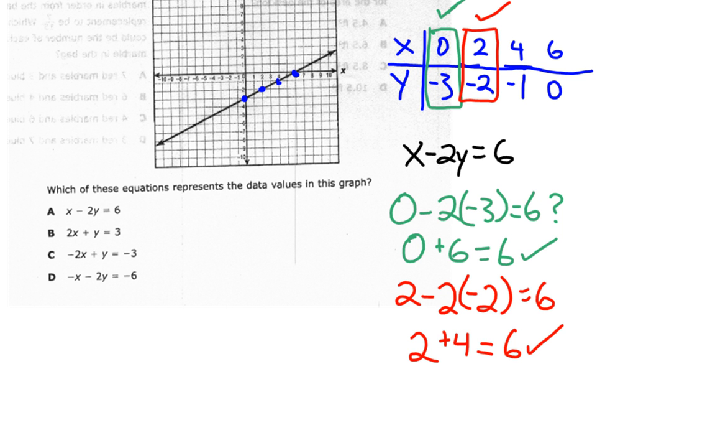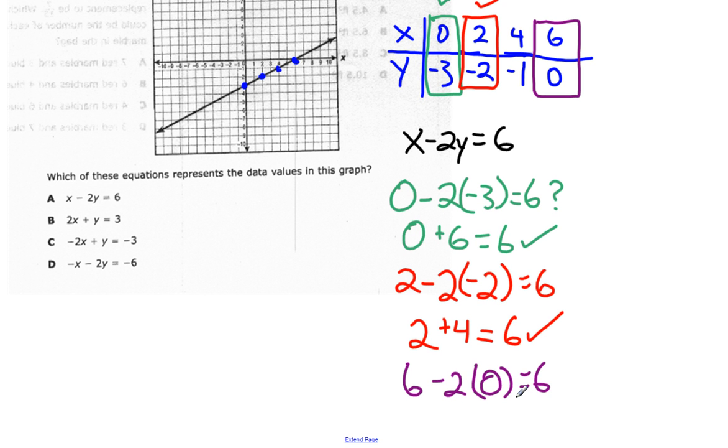And let's try one more. Let's try this last one. So we have 6 minus 2 times Y, which is 0. And does that equal 6? Well, -2 times 0 is just like anything times 0 is just 0. And is 6 plus 0 equal to 6? Of course it does. So A is our correct answer. If we were really doing our best job, we would check all these other ones and see if they don't work, but we want to go quickly, so that's the answer.